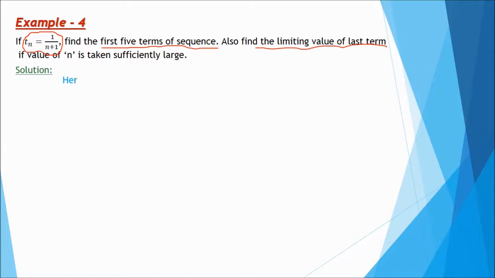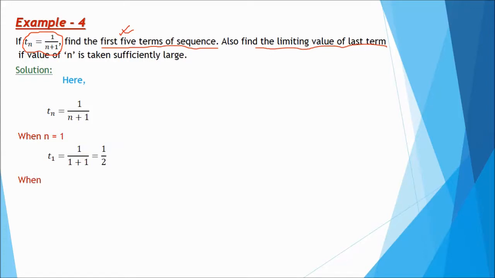Here our Tn is equal to 1 by n plus 1. Now we start with n is equal to 1. We have to find the first 5 terms of the sequence, exactly like in sequence and series. The n variable will be replaced by 1, so it will be 1 by 2, which is 0.5.